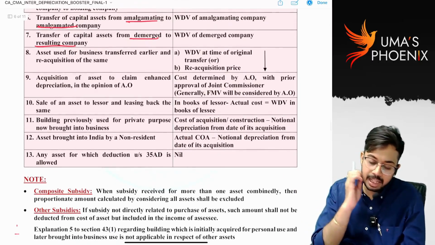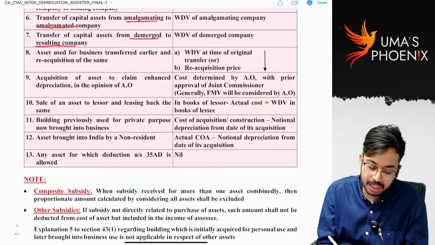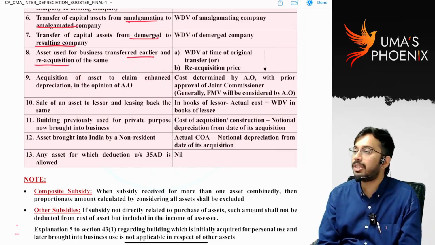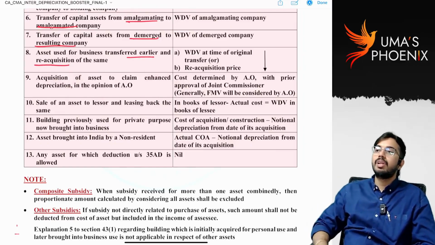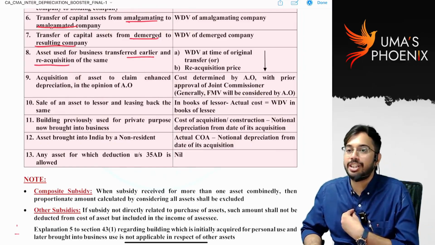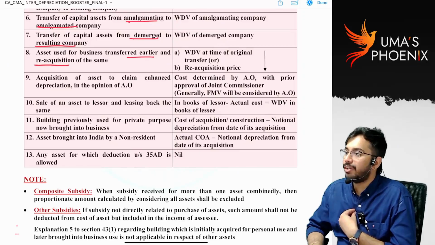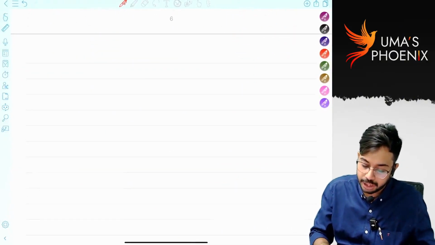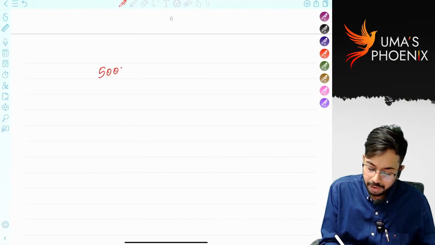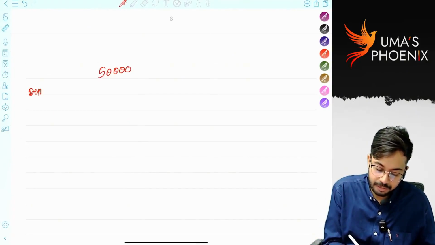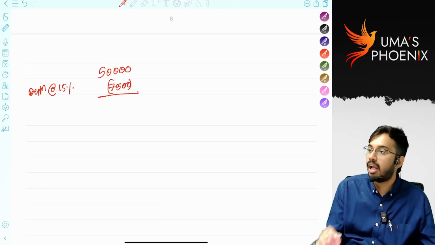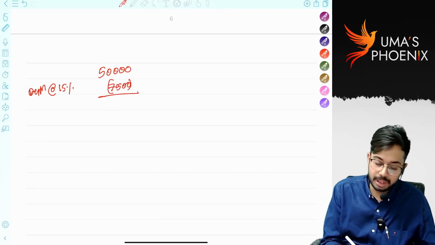Now, asset used for business transferred earlier and reacquisition of the same. That means what? For example, I purchased one air conditioner for rupees 50,000. I used it for 1 year. 15% depreciation. How much? 50,000, depreciation 15%. I think 7,500. I will tell it faster than your calculator. How much is the written down value?